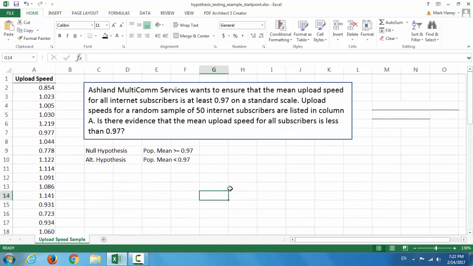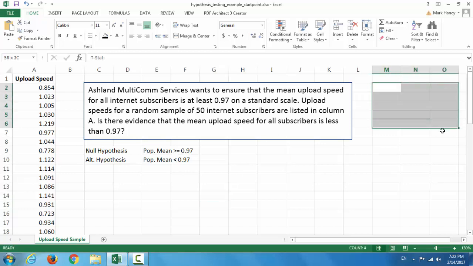The next thing we need to do is decide what kind of test we're doing. Well, we're doing a test of a population mean. There's two ways to do that. If you know the population standard deviation, you do a z-test. If you don't know the population standard deviation, you have to do a t-test. In this case, it says nothing about the population standard deviation, so we're going to use a t-test. A t-test is based on the t-statistic.